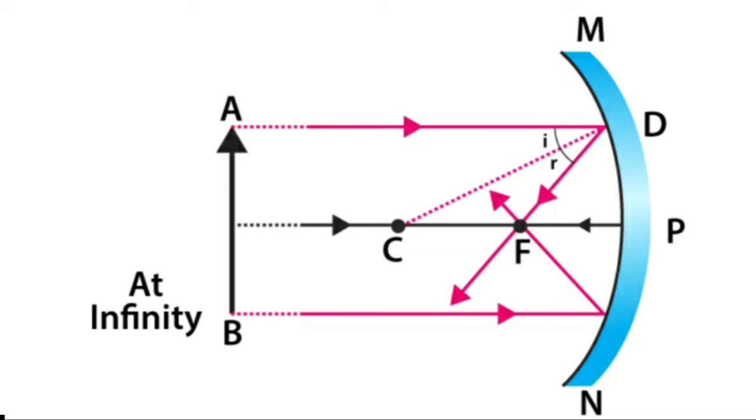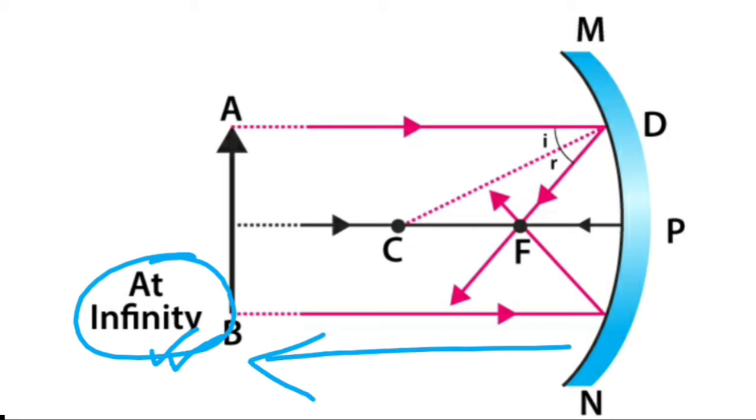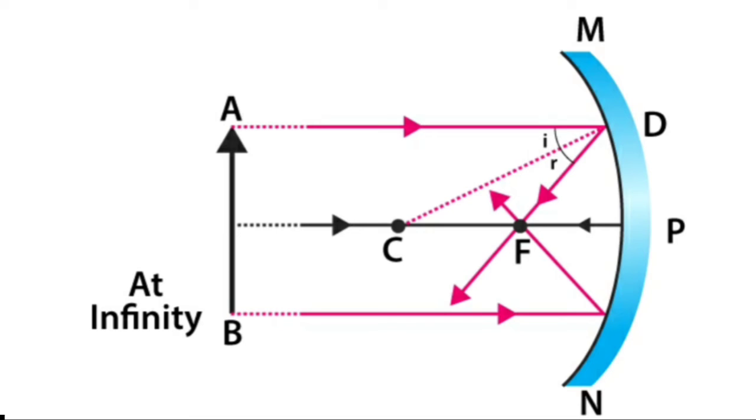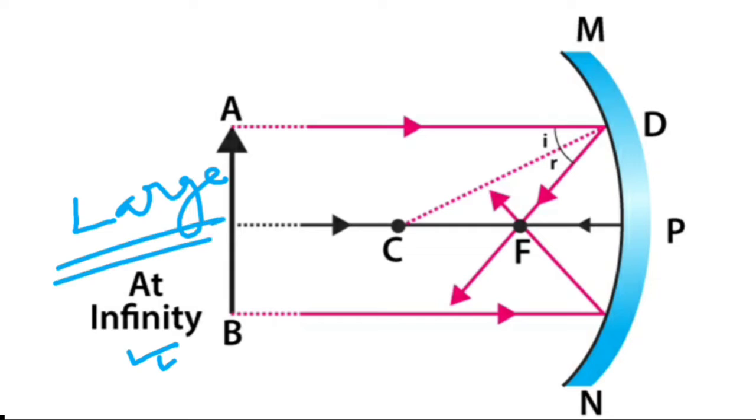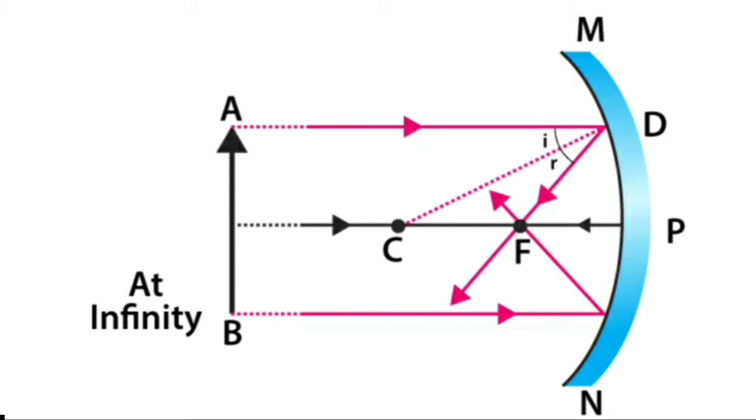At first the object position is at infinity. The object is at infinity means very far away from the mirror. The distance between the mirror and the object is very large. That means at infinity. When we consider an object at infinity, we have to consider it as a large object. So for our drawing purpose we are considering the object AB which is very large.